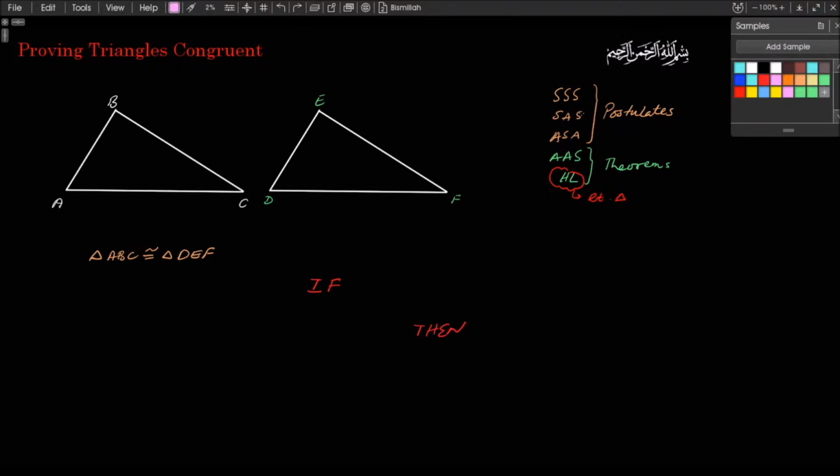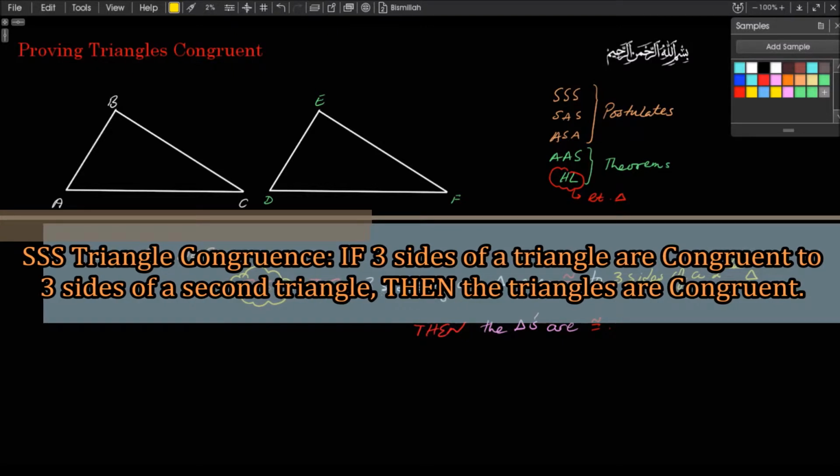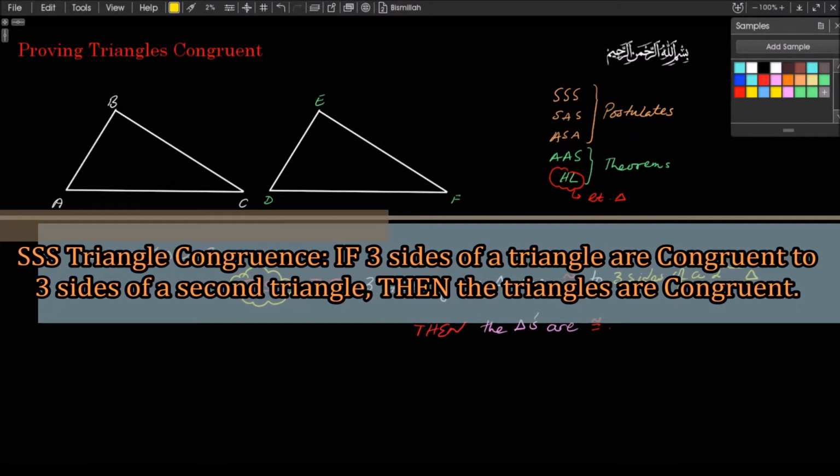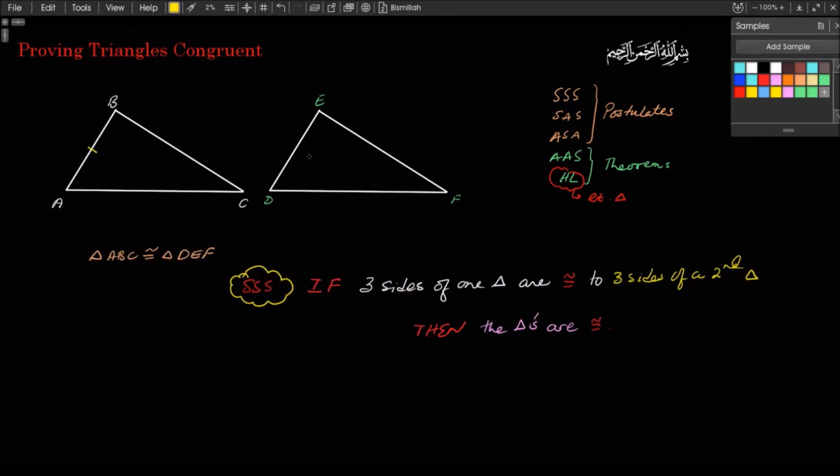Now, the side, side, side triangle congruence postulate states that if 3 sides of one triangle are congruent to 3 sides of a second triangle, then the triangles are congruent. In other words, if AB is congruent to DE, and BC is congruent to EF, and AC is congruent to DF, then these 2 triangles are congruent.